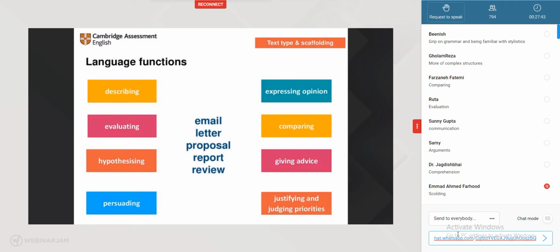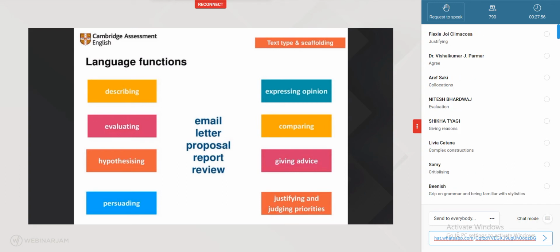Some of these language functions are much more typical of some task types than others, but there could be overlap between all of them. So the task types that they will be asked to produce in the exam, I think the email is obligatory. No, the essay is obligatory. We've already looked at the essay. And then they have a choice between email, letter, proposal, report, and review.